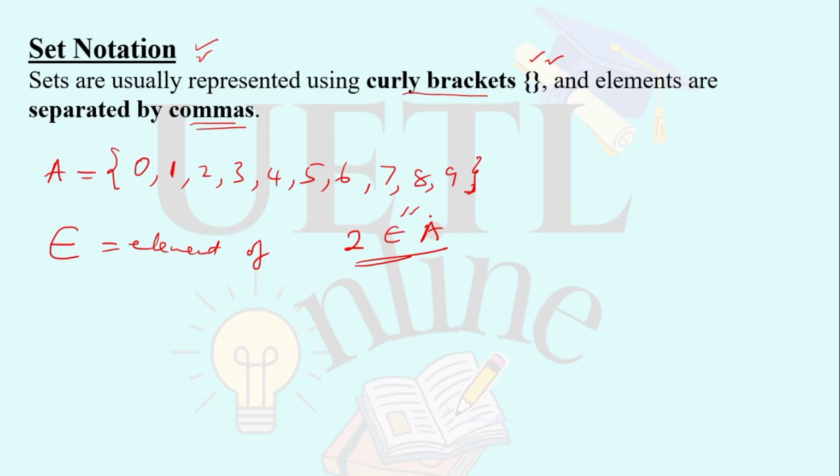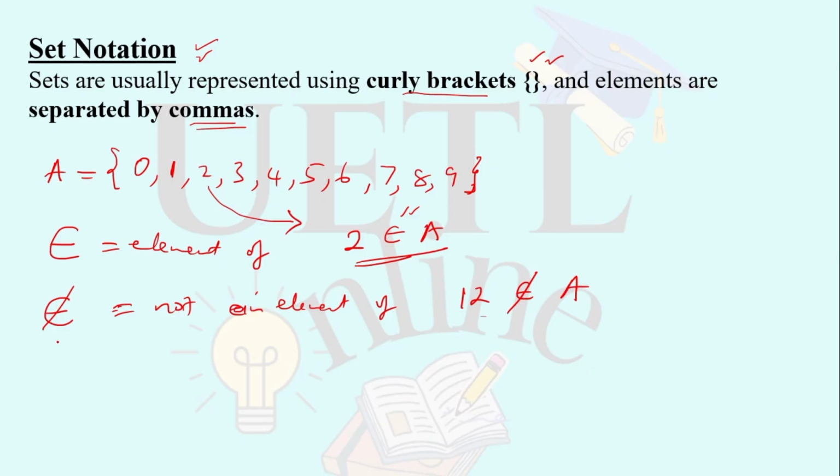Since 2 is in A, you can see that 2 is an element of A. And the other symbol is you just write this E and cut it off like this. This means that it's not an element of. So if you get a number, let's say 12, it is not in here. So you can say 12 is not an element of A. This is the way we represent it.